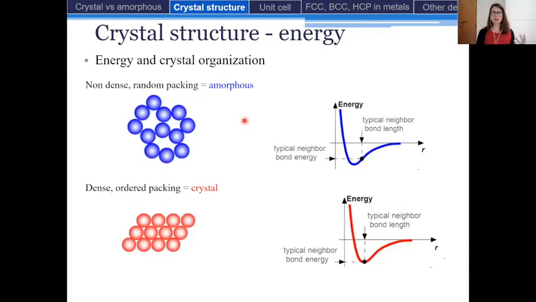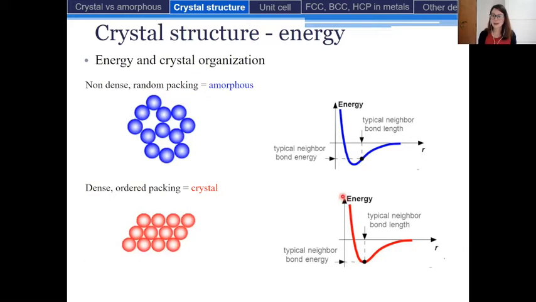So last time we introduced the bonding energy, and so we have a relationship between energy and crystal organization. So in amorphous material, as we saw, we have a random packing of the atoms, so we have a non-dense material, whereas in a crystalline material, the packing of the atoms is ordered, and we have a dense material. And in fact, this has a direct relationship with the bonding energy. So let's start with the crystal material.